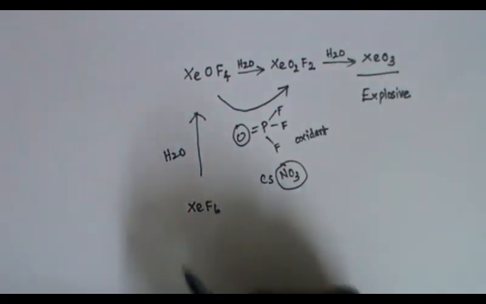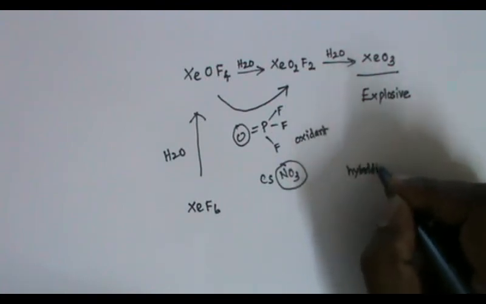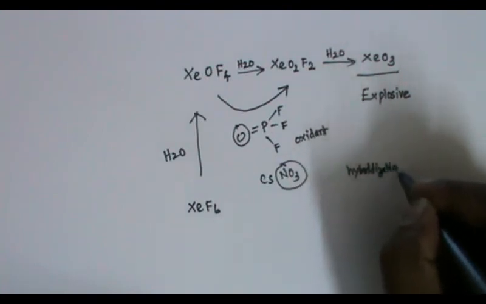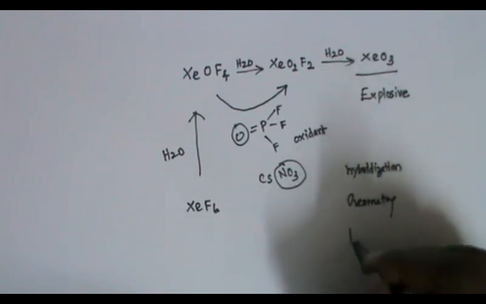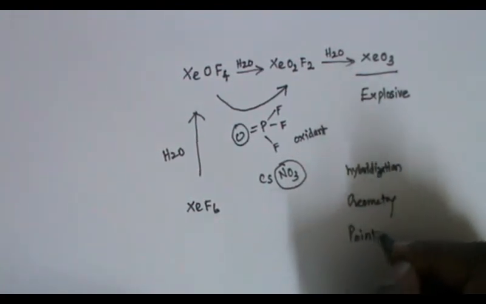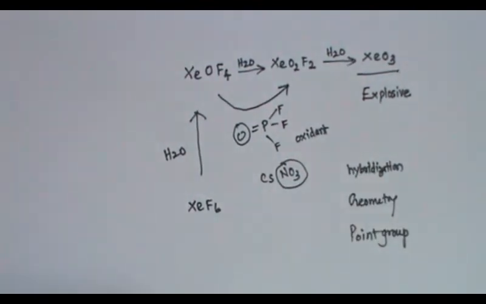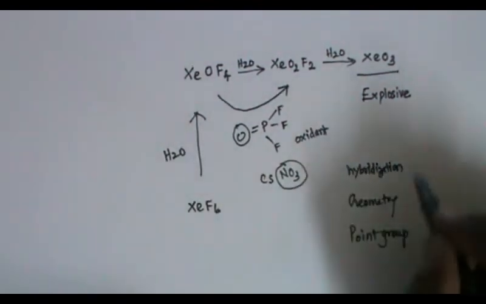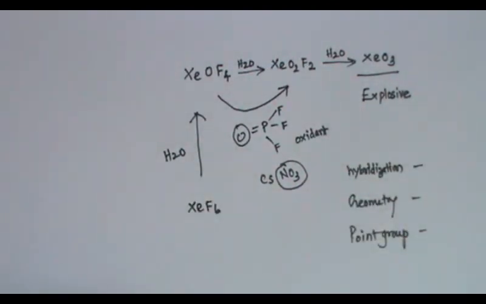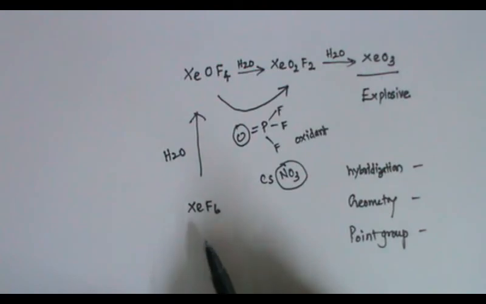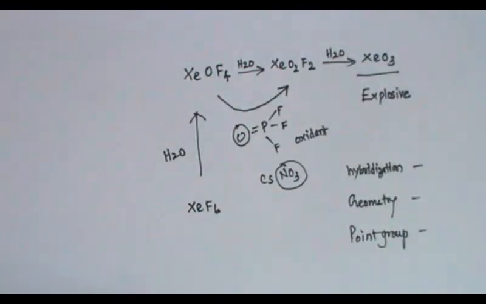Now again they may go for hybridization. What is the geometry and what is the point group? So I give this as a practice problem. Try to find out what will be the geometry, what will be the shape and what will be the point group for these 3 compounds.